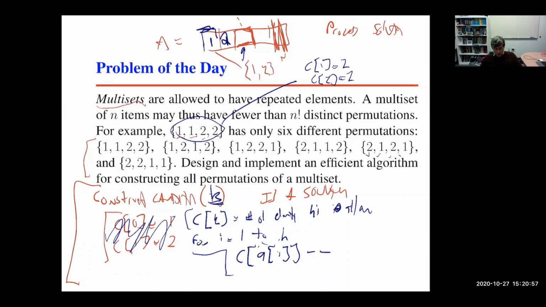But the important point is, after you know the counts, you're going to have a loop for I equals 1 to the alphabet size, however many letters there are in the alphabet. And I'm going to say, if C of I is greater than 0, then I is a candidate.